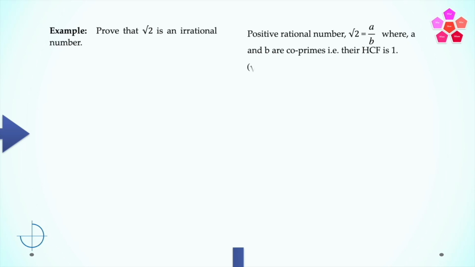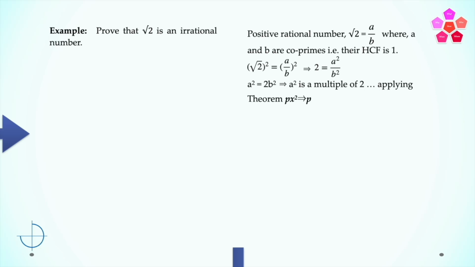If that is the case and we square both the sides, we see that 2 is equal to a square by b square, which implies that a square is equal to 2b square, which implies that a square is a multiple of 2. Now here if we apply the theorem p divides x square implies p divides x, that means if there is a prime number that is part of the square of a number, then that prime number is also a prime factor of the root of the number. Taking that into consideration, we see that a is a multiple of 2. So let's mark this as equation 1.